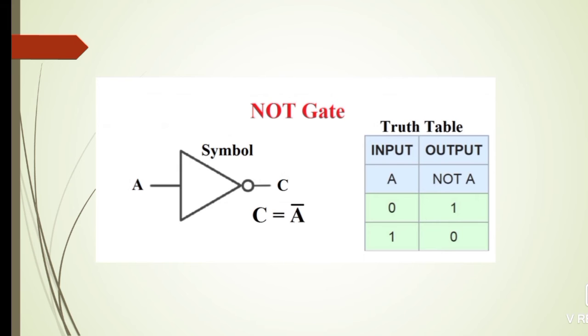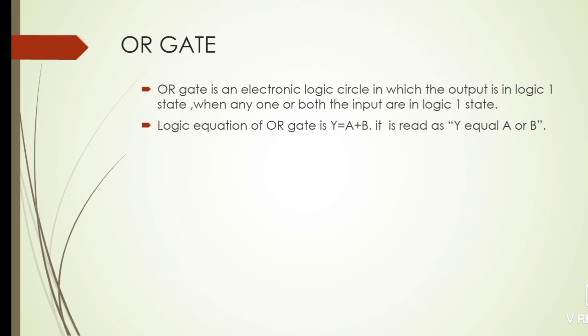Next is the OR gate. What is an OR gate? We will see in the next slide. The OR gate is an electronic logic circuit in which the output is in logic 1 state when any one or both of the inputs are in logic 1 state.